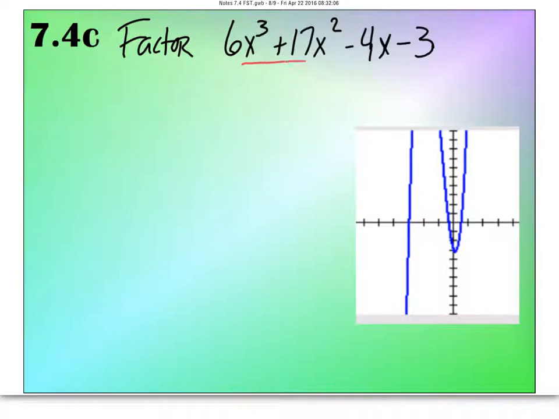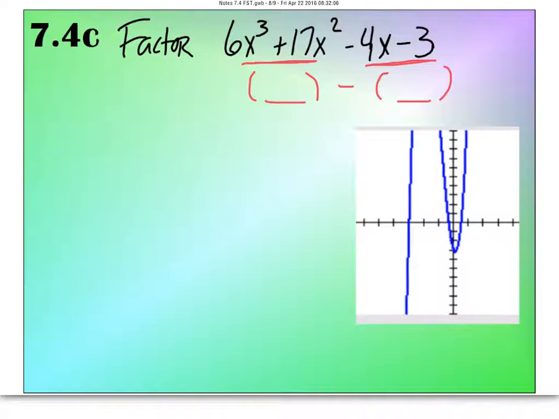So if you group these here and you group these here, remember we're trying to get this identical group, whichever is left over, to match up. And this unfortunately is not going to be able to be factored by grouping. So if factor by grouping doesn't work, your next obvious thing to do is to graph it.